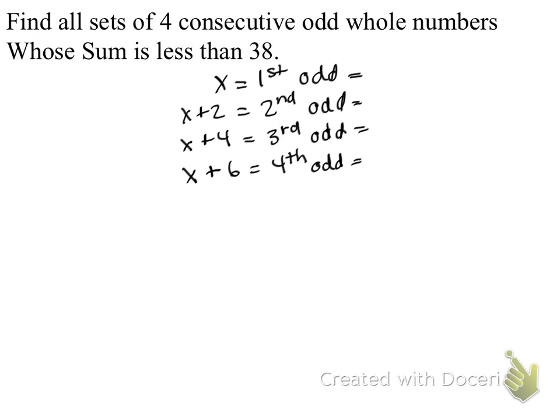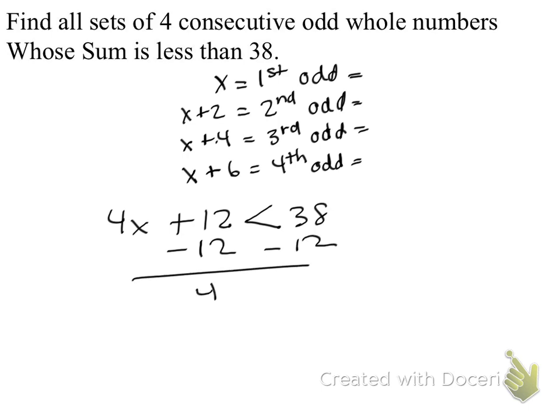Okay, so I'm going to just add this up really quick. It's 1, 2, 3, 4 x's plus 12, right? And then it says whose sum is less than 38. These less thans, or greater thans, are where your problems are going to occur. I'm going to subtract 12. I get 4x is less than 26. Dividing by 4, x is less than 6, with a remainder of 2 over 4, so I'm going to say 6.5.